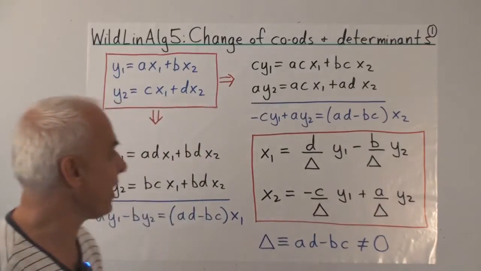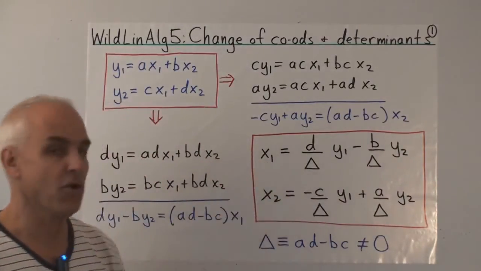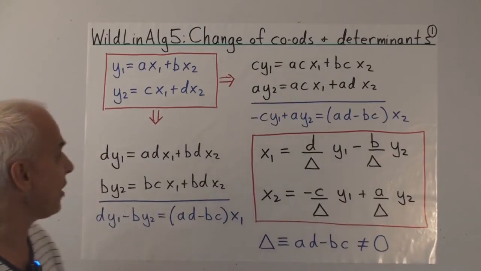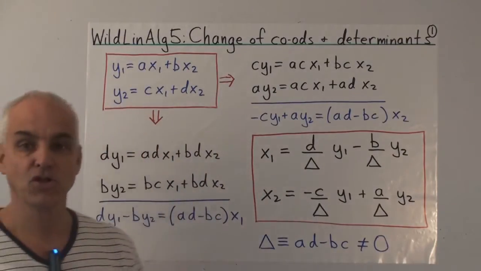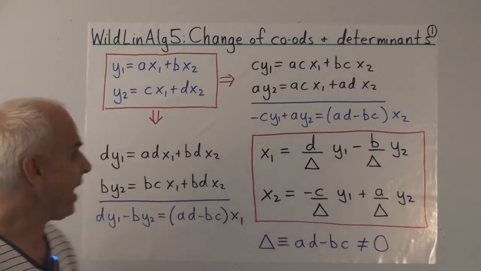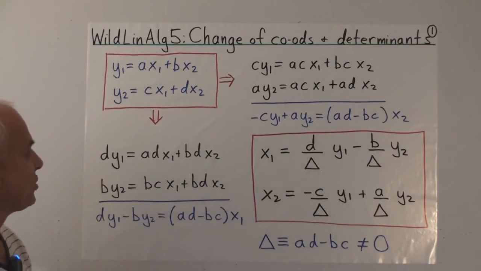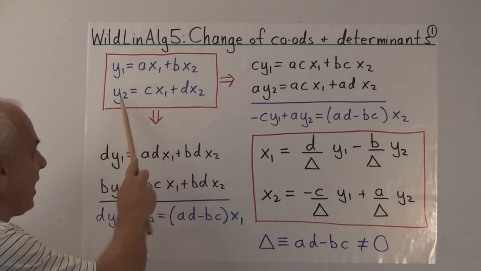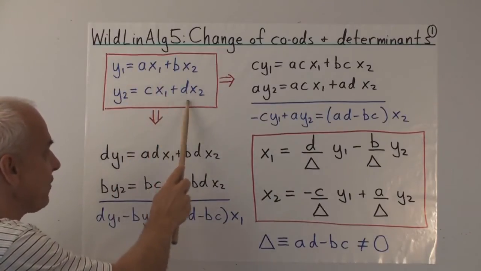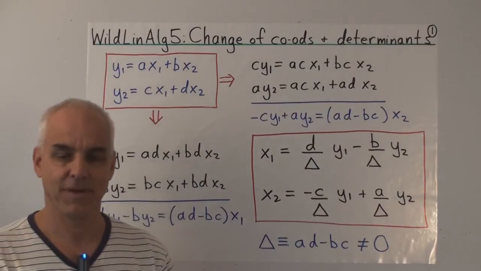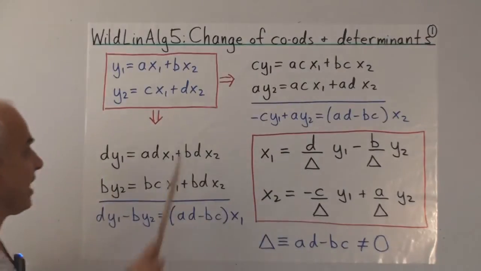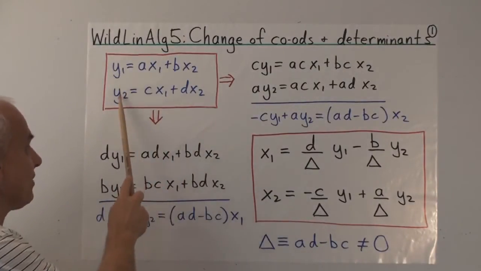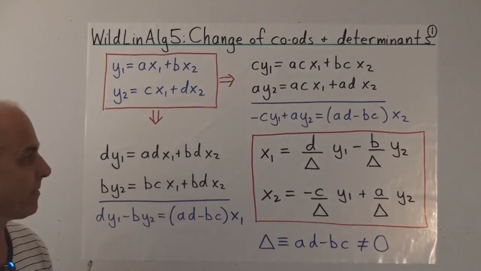So let's start off by redoing or reminding you of a very important calculation that takes this relation between two pairs of variables and inverts it. So we have y1 and y2 expressed as linear combinations of x1 and x2. And what we want to do is invert that. We want to express x1 and x2 in terms of y1 and y2. And let me remind you how we did that.